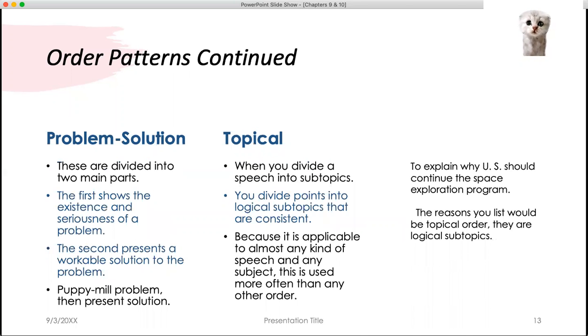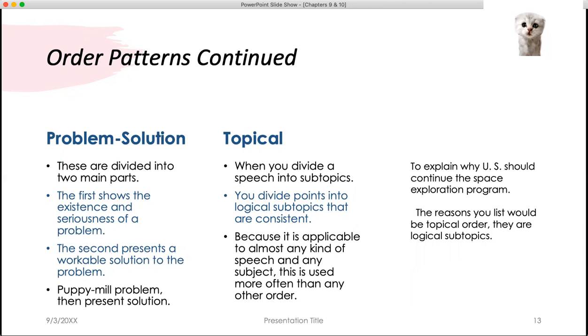Now there's the problem solution. These are divided into 2 main parts as well. The first one shows the existence and seriousness of a problem, and the second presents a workable solution to the problem. So here, an example would be discussing the problem of puppy mills, and then the second main point would be a possible solution.